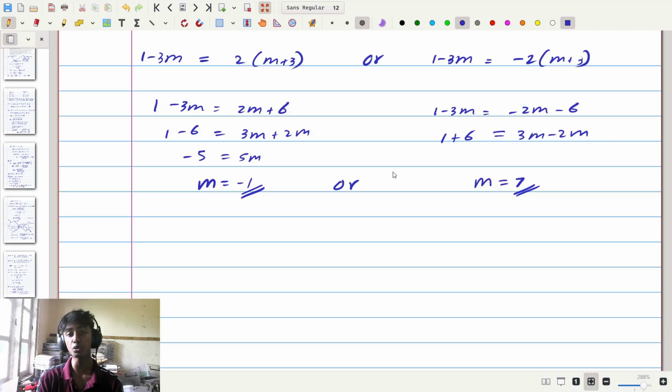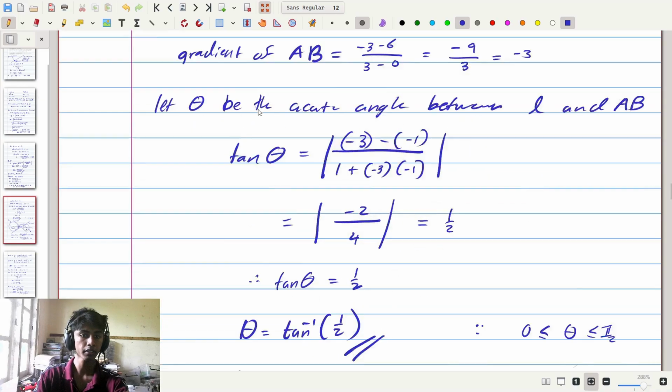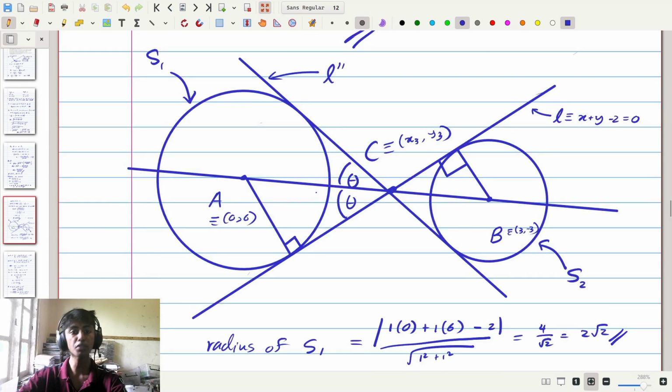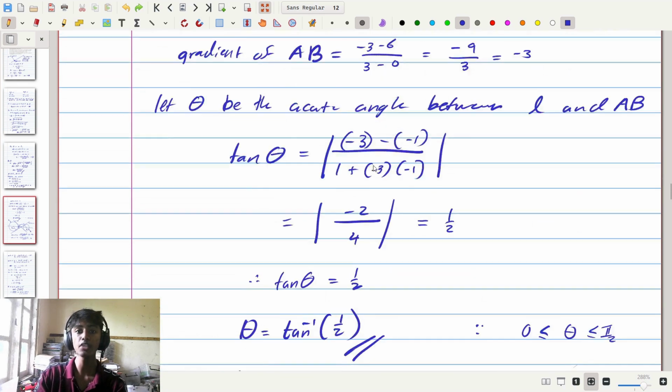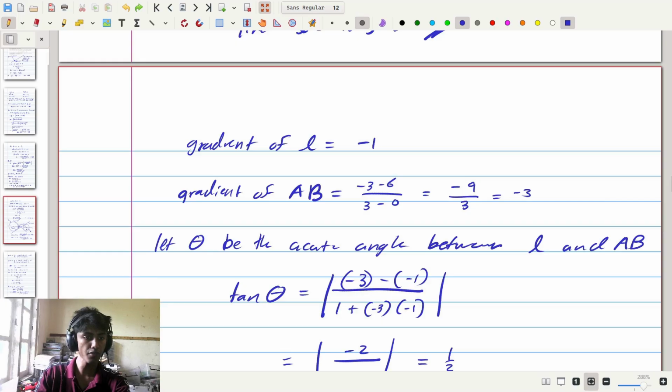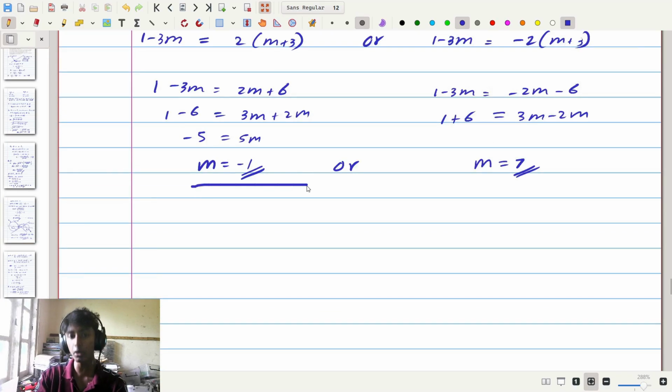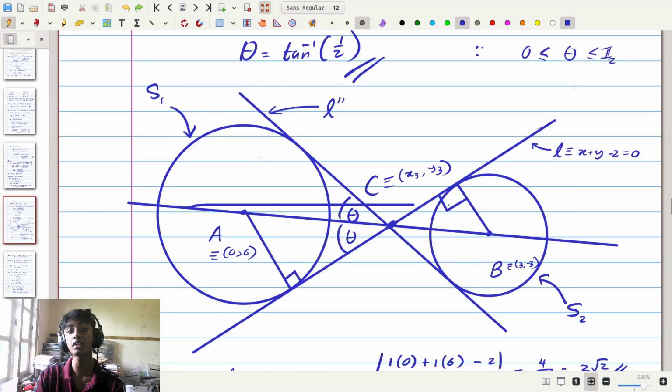Now the reason we get two solutions is because there are actually two lines that each have an angle of theta in between themselves and the line AB. Now if we consider a diagram, we can see one of the two lines that has an angle of theta in between itself and the line AB is the line L. And looking at the line L, we can see the gradient of L that we found previously is equal to negative 1. So therefore, the value of m equals negative 1 that we got here is the gradient of the line L. According to that, the other gradient value we got, which is m equals 7, must be the gradient of the other line that has an angle of theta in between itself and AB, which is the line L double dash.